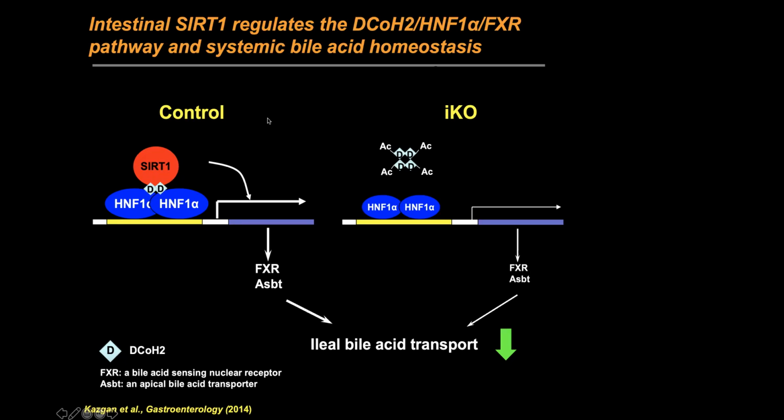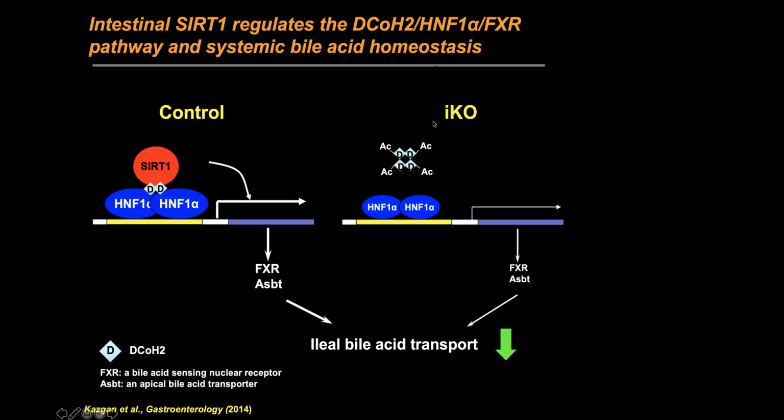So what we found is DCoH2 is actually an acetylated protein and is a substrate of SIRT1. So in control mice, SIRT1 is able to deacetylate DCoH2 and increase its ability to dimerize with HNF1 alpha and increase their binding to the promoter of FXR and ASBT. So this action of SIRT1 promotes ileal bile acid transport.